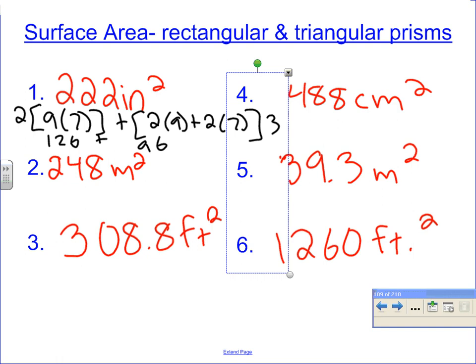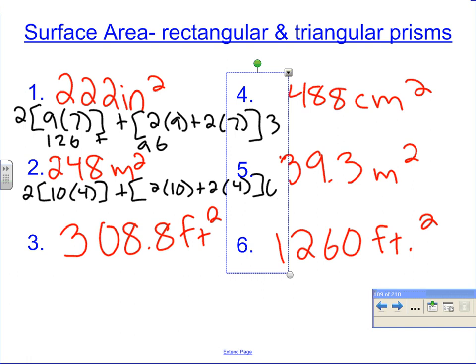Okay, number 2. Does anyone need number 2, Neil? Okay, number 2. Let me use the same color. We have 2 and then 10 times 4 plus 2 times 10 plus 2 times 4, and then all times the height, which is 6. All right, so this part is 80 plus this part is 168.